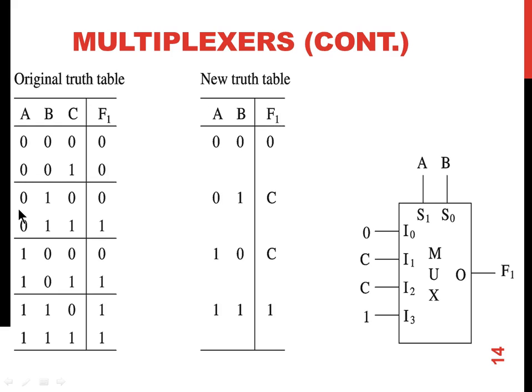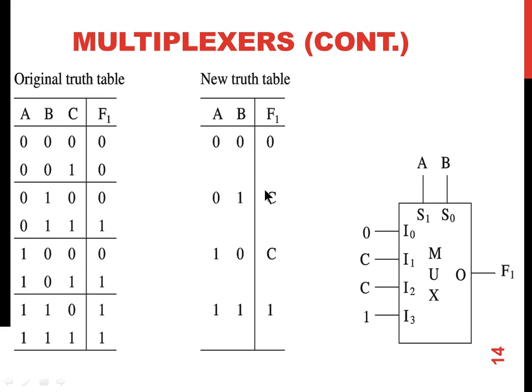When A and B is 0, 1. Same is the case when A and B is 1, 0. When A and B is 1, 0, output F1 follows C input. So I can say F1 is equal to C when A and B are 1, 0. When A and B are 1, 1, F1 remains 1 irrespective of C value. So when A and B are 1, F1 remains 1. So these 8 input combinations can be optimized to 4 input combinations.